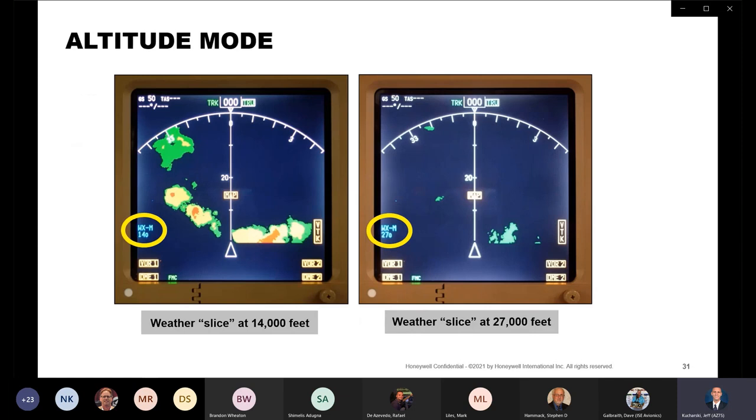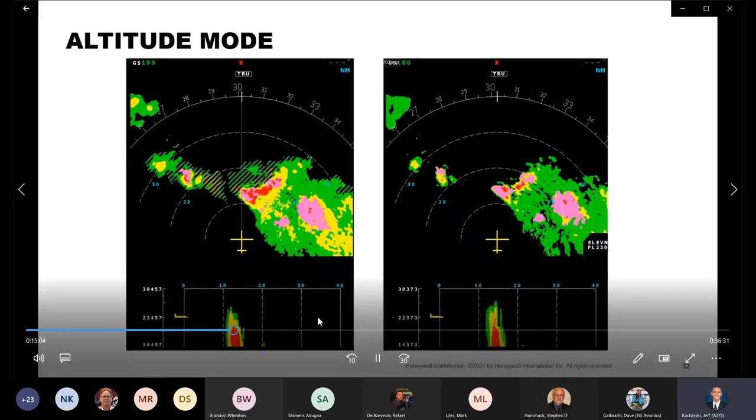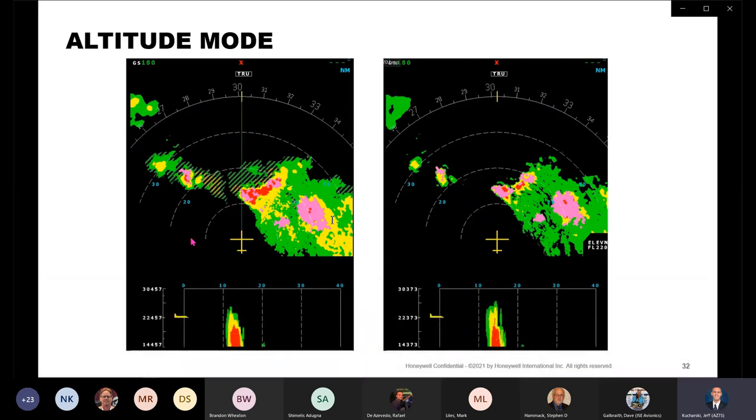This is the same area of weather with a slice at 14,000 feet and a slice at 27,000 feet. So here, even though you have a large area of weather, you can clearly see a deviation path through the weather. Here we see auto mode on the left and an altitude slice at 22,000 feet on the right. But let's look at some tougher examples in just a second, using the altitude slices for analysis.